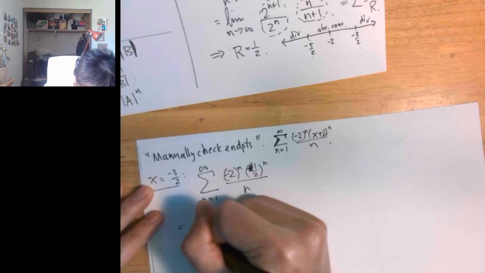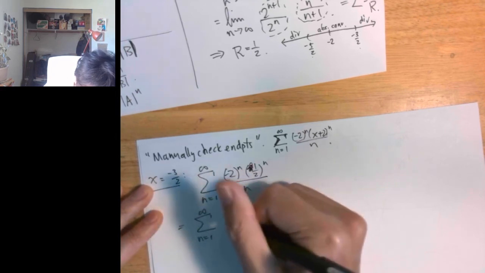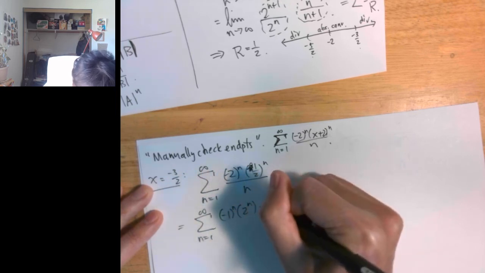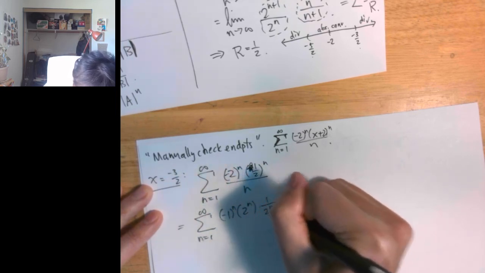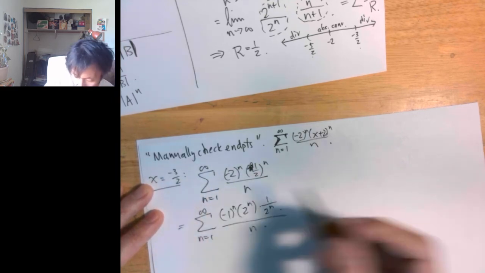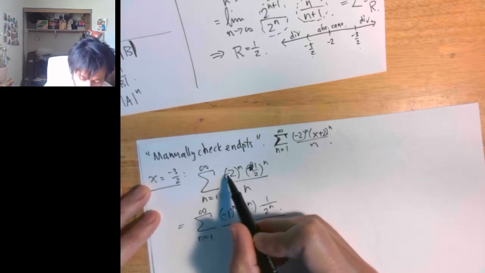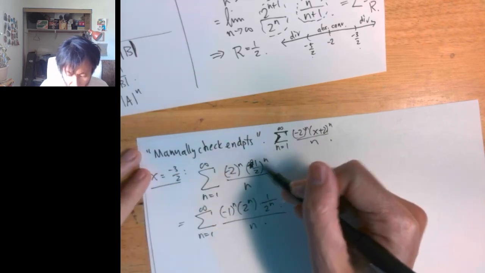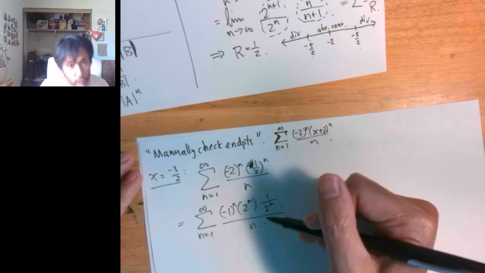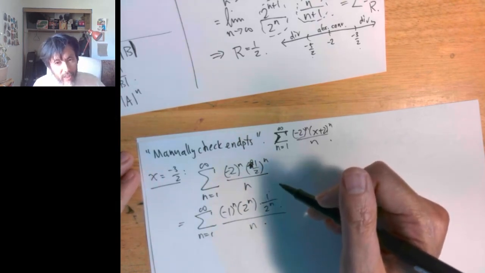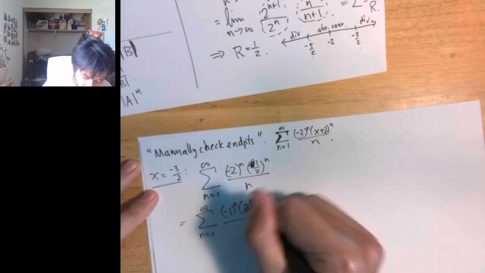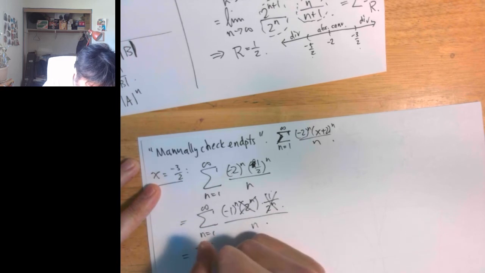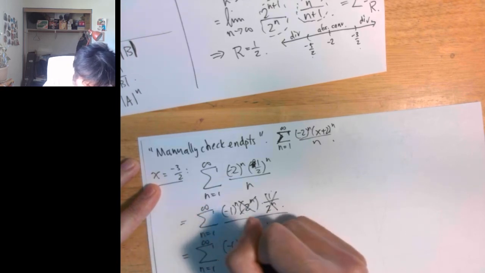We sure can. This is the sum from n equals 1 to infinity of (-1)^n times 2^n, right? Times 1 over 2^n. So what did I do? (-2)^n is the same as (-1)^n times 2^n. So this became these two guys. And (1/2)^n is just 1^n, which is 1, over 2^n. But now, what's the sweet thing that happens here? These guys die. And what we are left with is the sum from n equals 1 to infinity of (-1)^n over n.